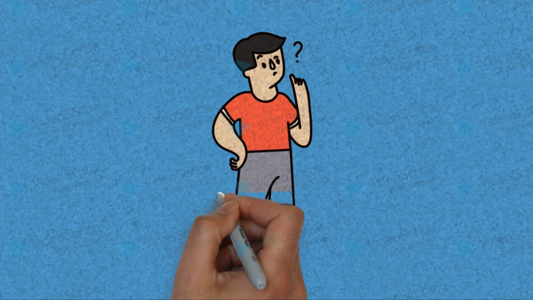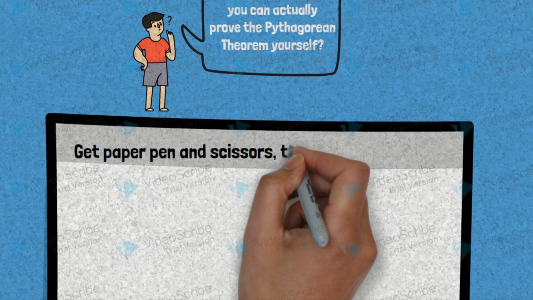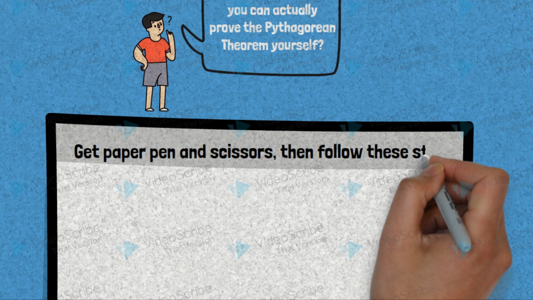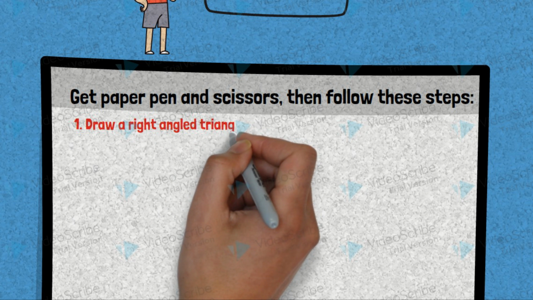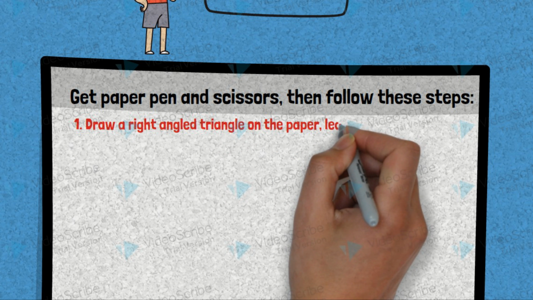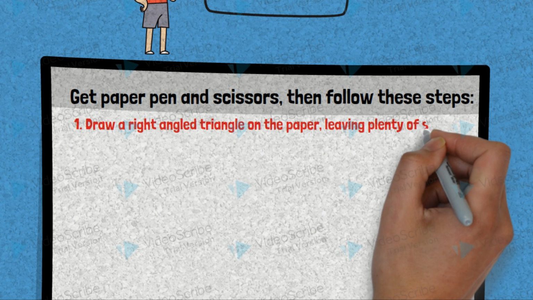Now get a paper. You may use a colored one if you want to be more creative, pen and scissors. Then use the following steps. First, you have to draw a right angled triangle on the paper, leaving plenty of space. Next, draw a square along the hypotenuse, which is the longest side. Then, draw the same sized square on the other side of the hypotenuse.